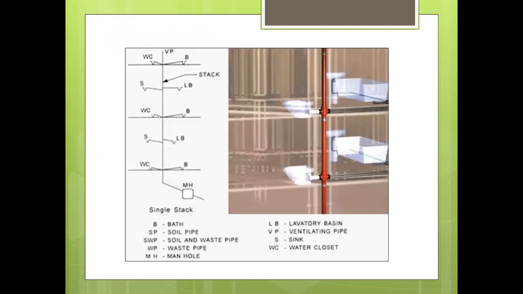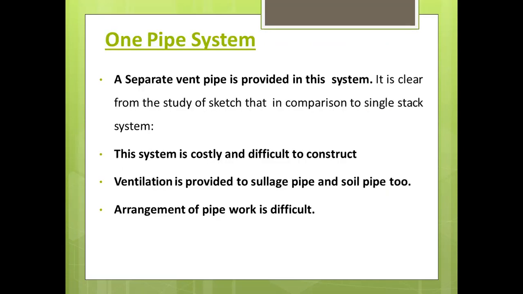The single stack system is effective only if the traps are filled with water seals of depth not less than 75 mm. This system is simple and economical since only one pipe is used. So this is the single stack system. Second one is a one pipe system.